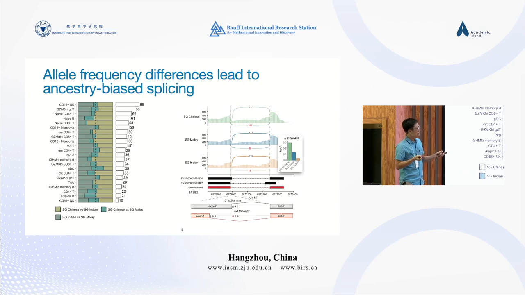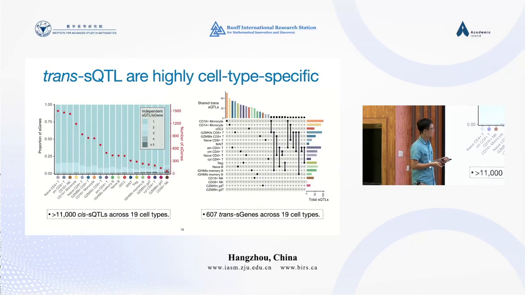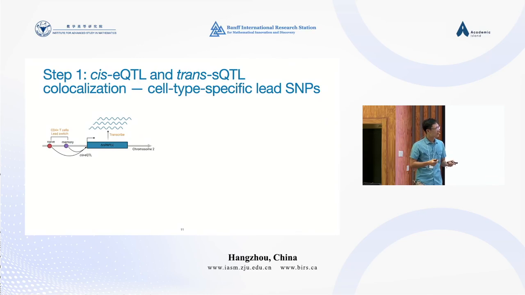Here this variant has an allele frequency gradient from Chinese to Malays to Indians, and we see that the usage of this canonical splice site corresponds exactly to the allele frequency differences, right? So it's the allele frequency differences driving the differential splicing. Then we combine with the genetic data, and we can actually map splicing QTLs. We mapped about 11,000 cis sQTLs and 607 trans sQTLs.